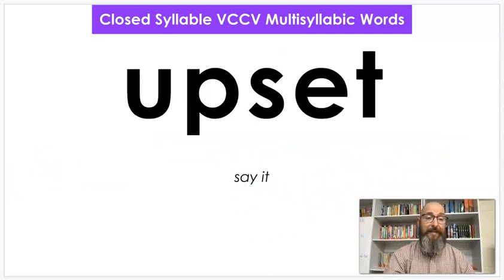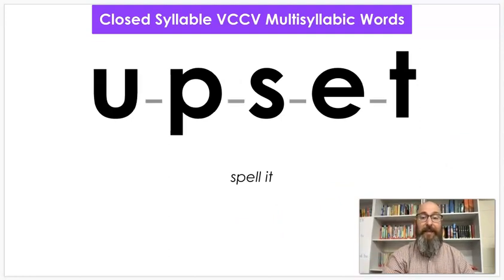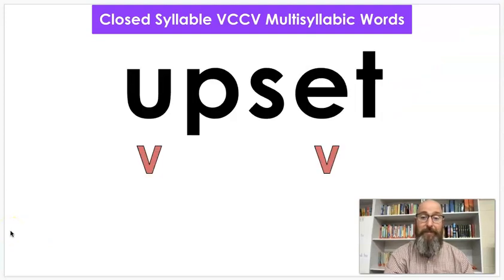And our 10th word is upset. Say upset. Let's spell it. U-P-S-E-T. Upset. We're going to write it. I'll say the letters for you. U-P-S-E-T. What's the first step to break them up? Label the vowels. And there's two vowels, a U and an E. So I'm going to label both of those. Next step is to do what?